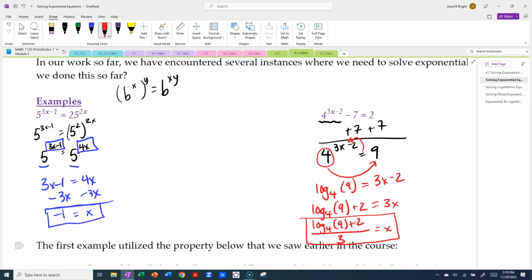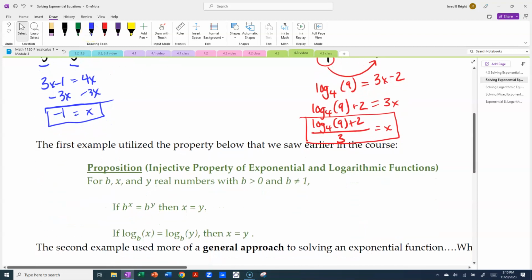So in these two equations, we could try to use the injective property of exponential and logarithmic functions. Again, if you have the same bases, then the exponents must be equal. That's what that property says. And you could do the same thing with logarithms.